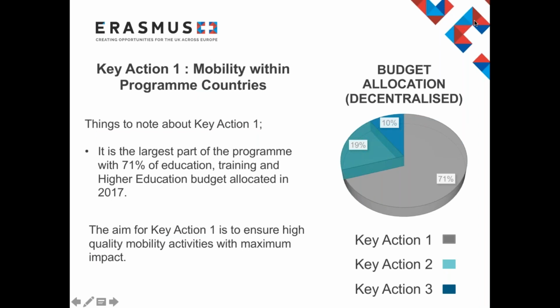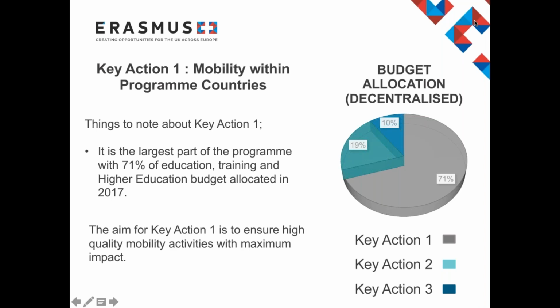Today's webinar is about Key Action 1, Opportunities for Higher Education, focusing on mobilities between programme countries. Key Action 1, Learning Mobility of Individuals, is all about providing opportunities for individuals to improve their skills, enhance their employability and gain cultural awareness. It is the largest part of the programme, and in 2017 just over 71% of the UK budget was allocated to this type of project.